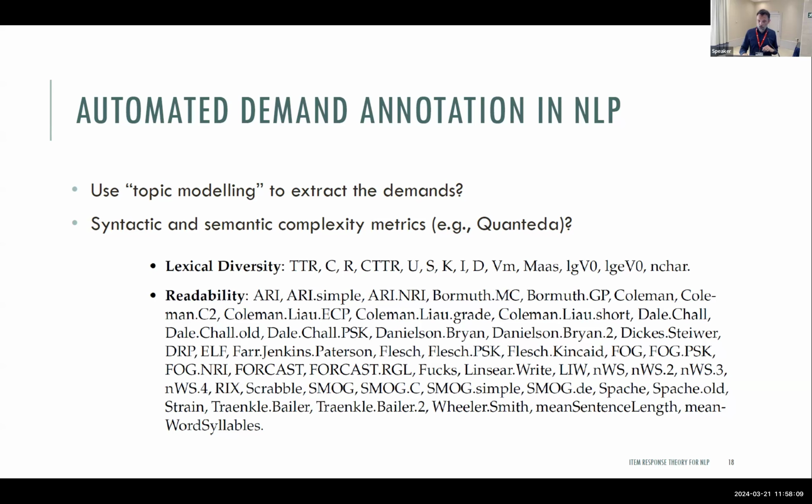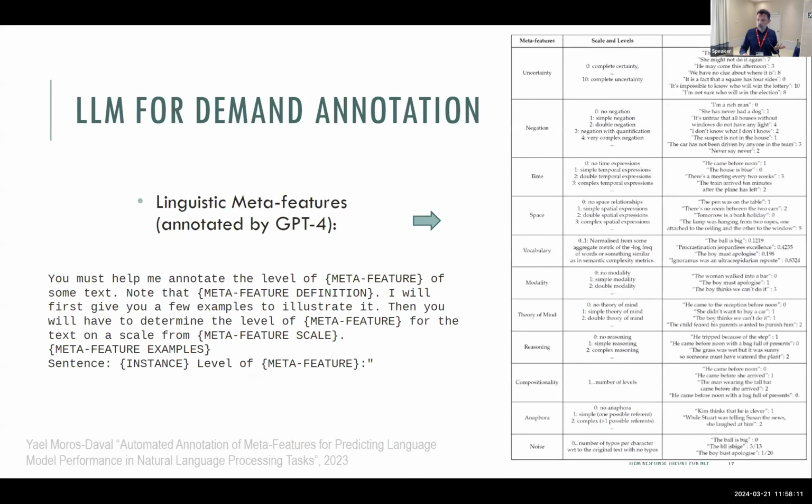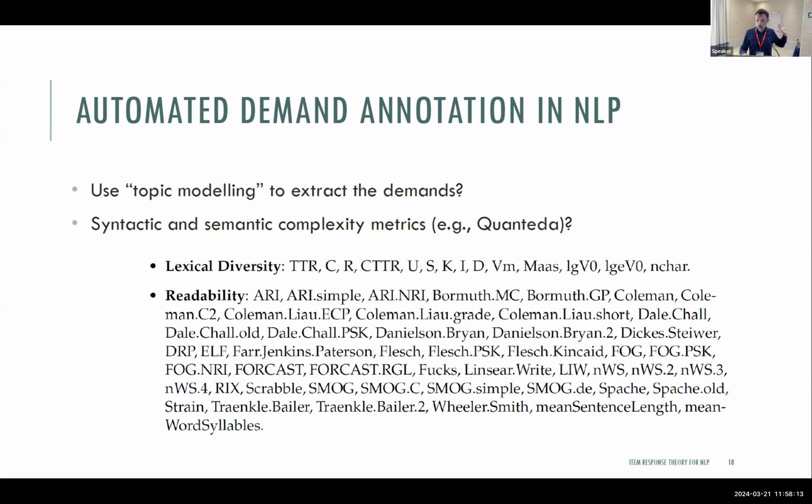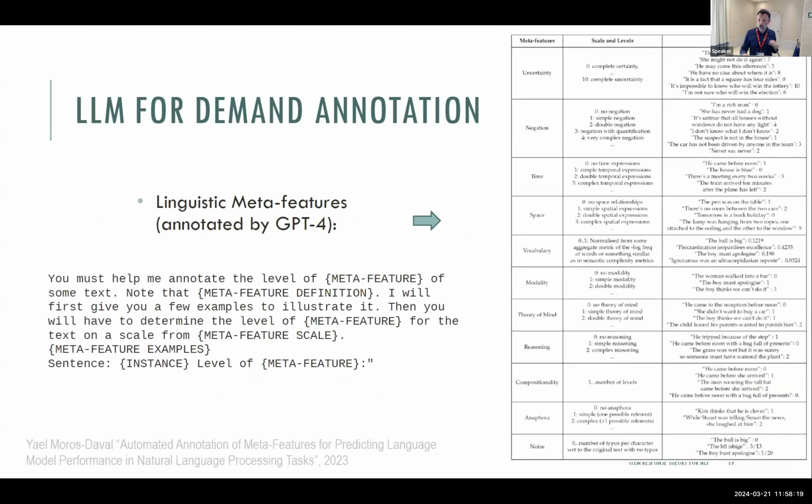So that's one example of what we did. Basically, we tried to compare some kind of classical syntactic and semantic complexity metrics. And then what we did is, okay, we went through a range of dimensions that we thought could affect difficulty, such as the uncertainty in the text, the negation, time, space, vocabulary, modality, theory of mind, reasoning. So we were quite wild about this.